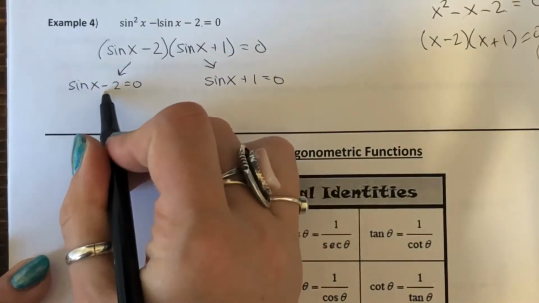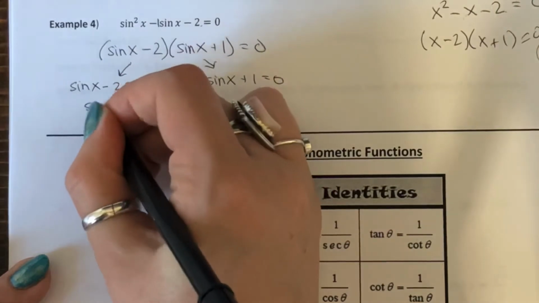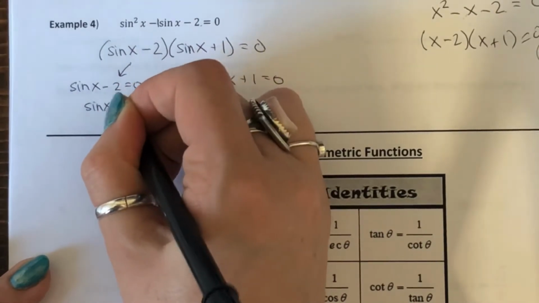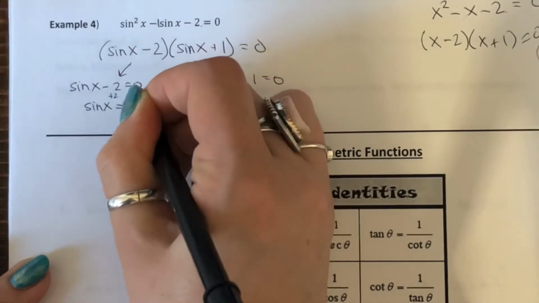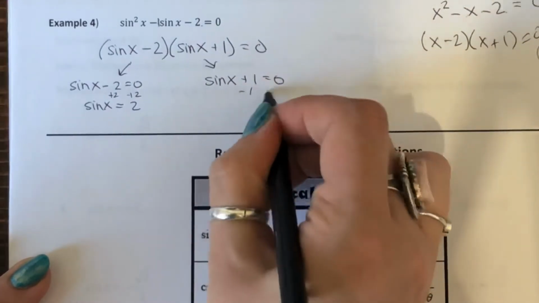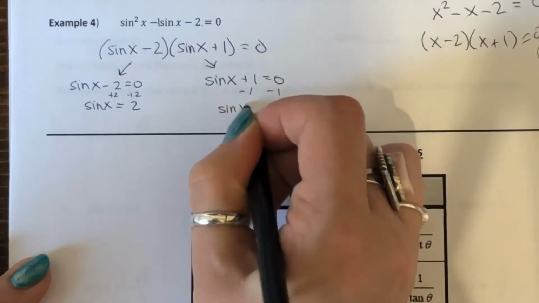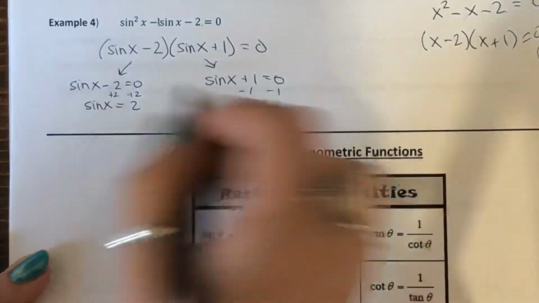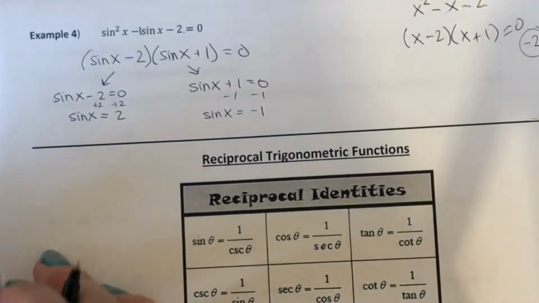So if I have this one, I want to add the 2 over. So sine x will equal 2 if I add that. And then on this one, we're going to minus the 1 over. So sine of x equals -1. And then we want to look at our unit circle.